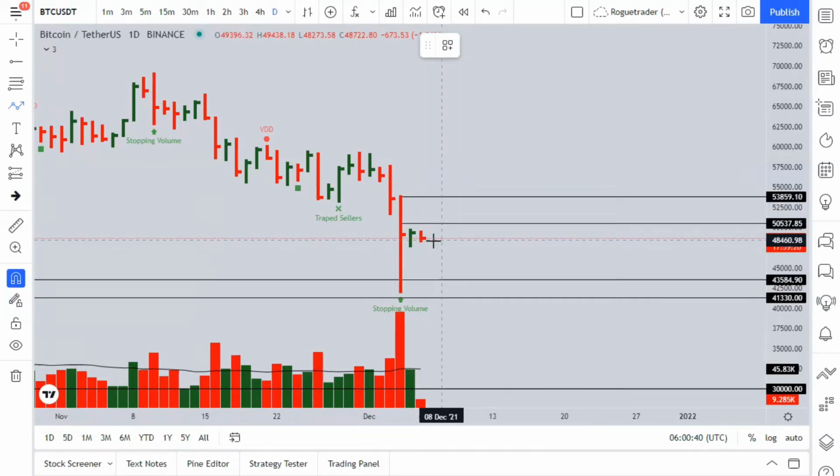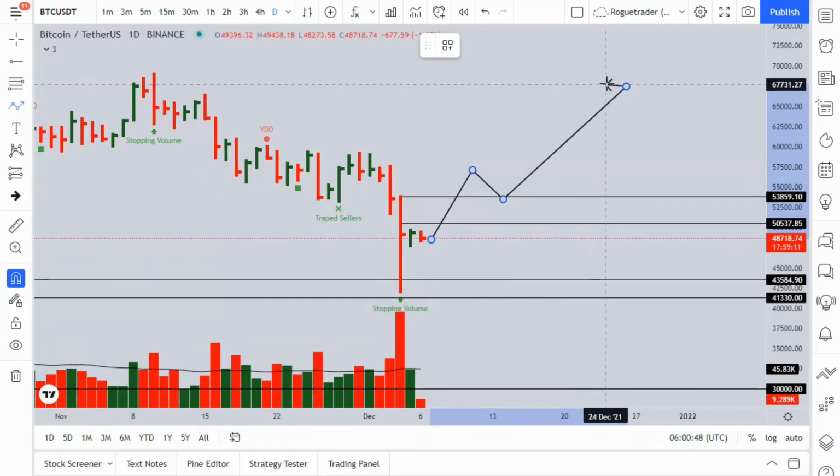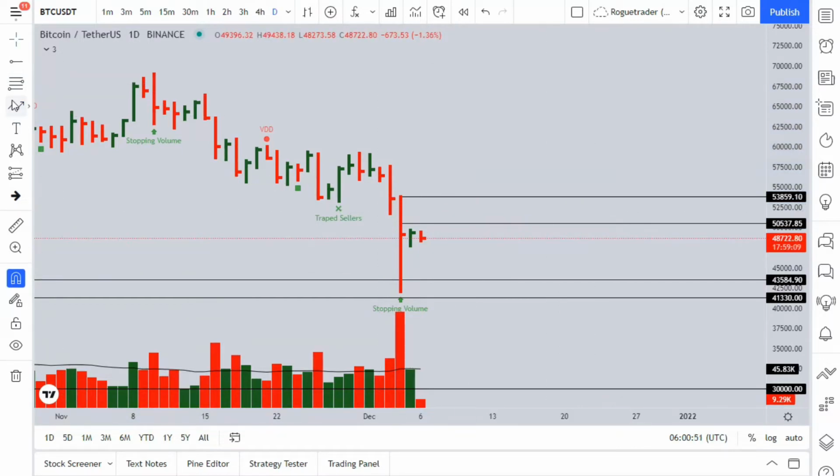For all the safe traders out there, if you want to buy cryptocurrency, if you want to buy Bitcoin, you can definitely wait for these levels to break and wait for the retracement, and that will be the right level to buy. You can wait for it.